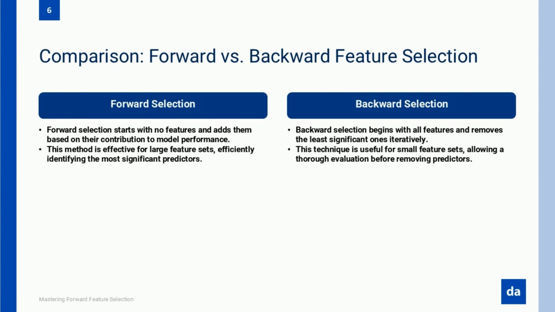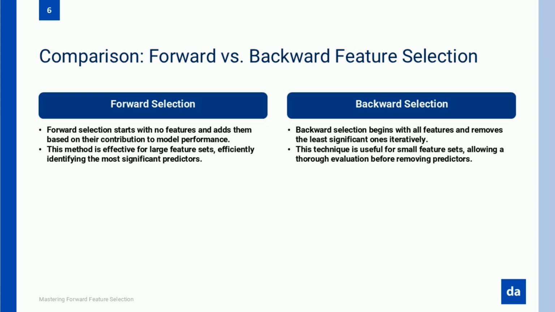So, which approach is better? Well, it depends. Forward selection is great when you have a massive dataset and want to quickly identify the most important features without overwhelming your model. It's like drafting a sports team from scratch. You're only picking the best players as you go. On the other hand, backward selection is perfect when you're working with a smaller set of features and want to make sure you're not accidentally removing something valuable. Think of it as editing a novel. You start with everything and cut out the fluff until only the best parts remain.